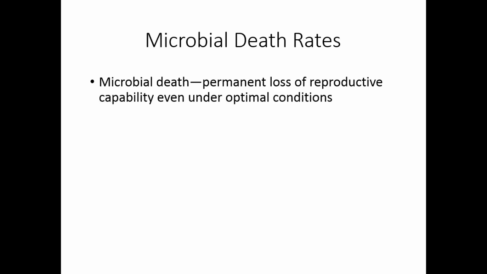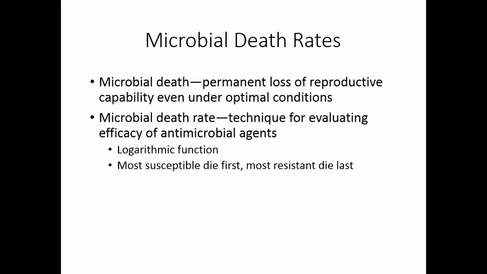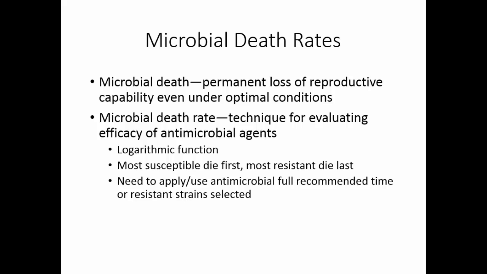Microbial death is when an organism permanently loses its reproductive capability, even when it's placed under optimal growth conditions. A technique for evaluating the efficacy of antimicrobial agents is to look at the microbial death rate. Death in microorganisms is a logarithmic function, just like growth was. The most susceptible organisms in the population will be the first to die, the oldest, the weakest, the ones that are most susceptible to the agent being used. Those that are the most resistant will die last. This is why it is important to use and apply microbial agents the full recommended time. Otherwise, you're going to leave behind the resistant organisms and you will select for resistant strains.